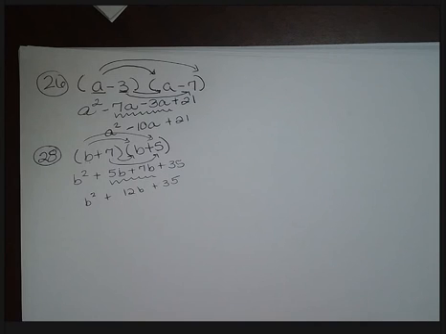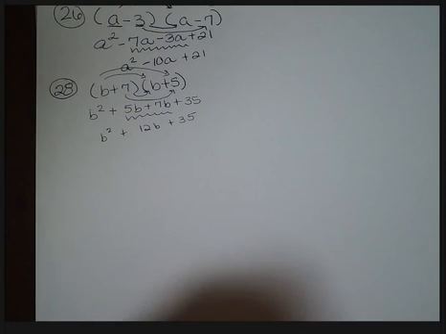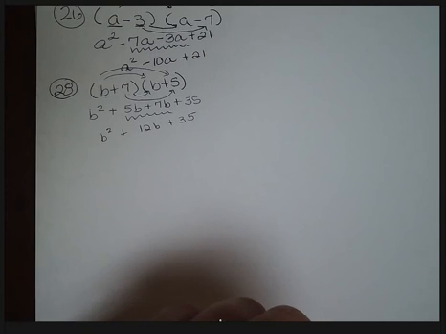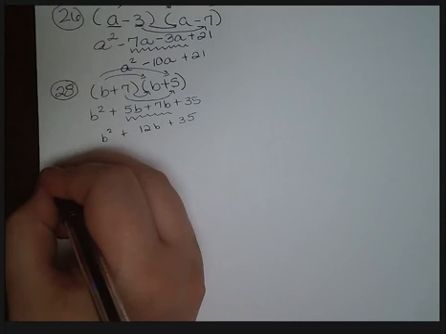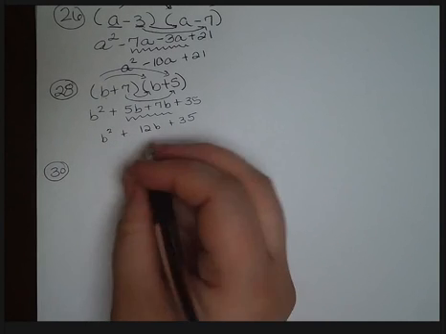That's your answer. And I want you to notice how these are turning out to be in that descending order that we want, that we talked about in 5.3. All right, problem number 30. I have x minus 10 times x plus 9.